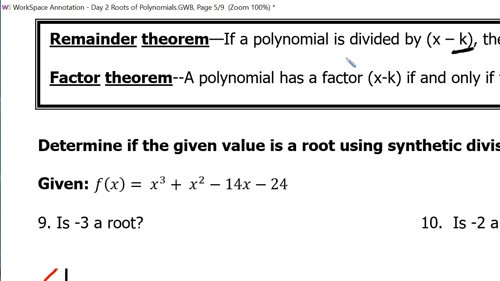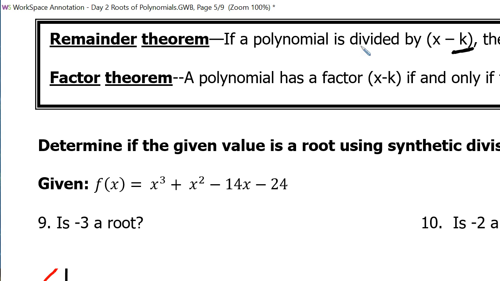So this means that if your remainder is equal to 0, that means that value for k is actually an x-intercept. So if you substitute that number in, and the answer is 0 to that function, then that is a true x-intercept for that polynomial.